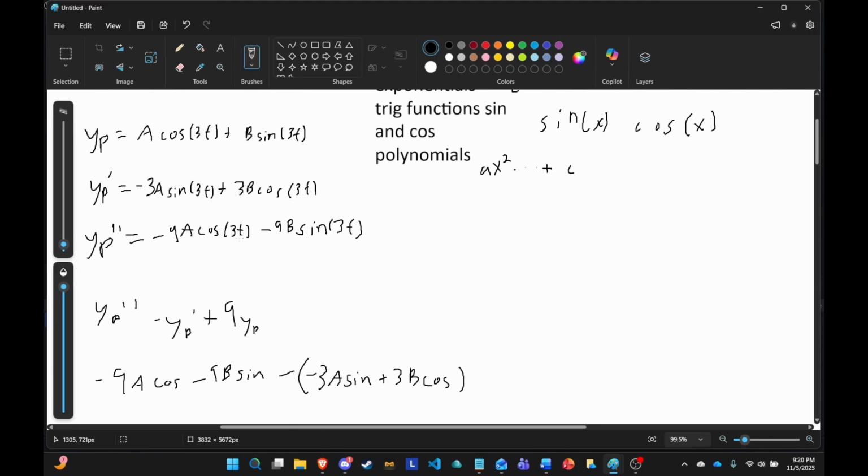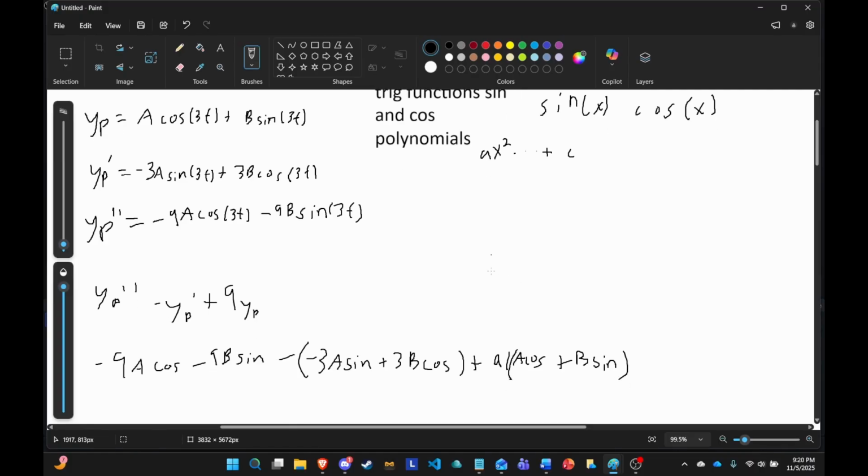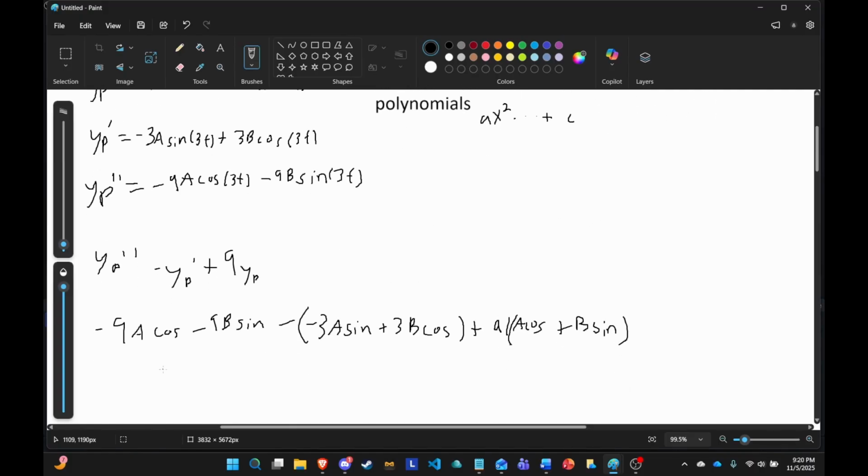And then lastly, we're going to add 9 of the y sub p normal. So plus 9 of the a cosine 3t plus b sine of 3t. Cool. Then we're going to simplify this down. First thing I notice is that there's a 9 distributed to both of these terms. They're both being multiplied by 9. And then they have the opposite sign of these first two terms.